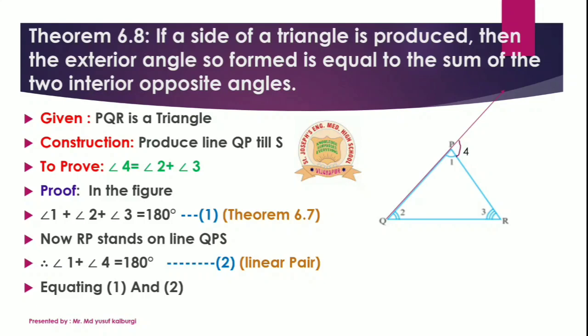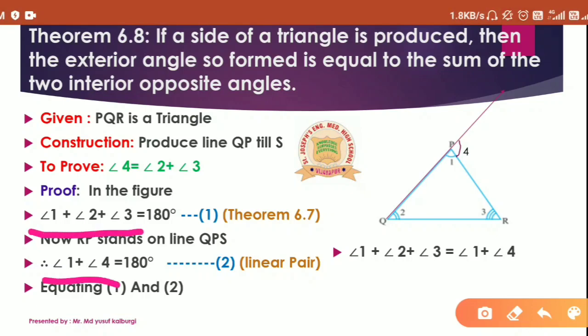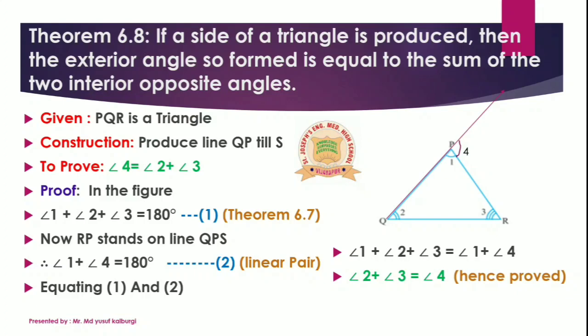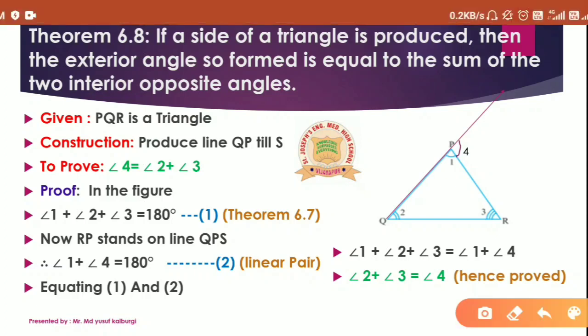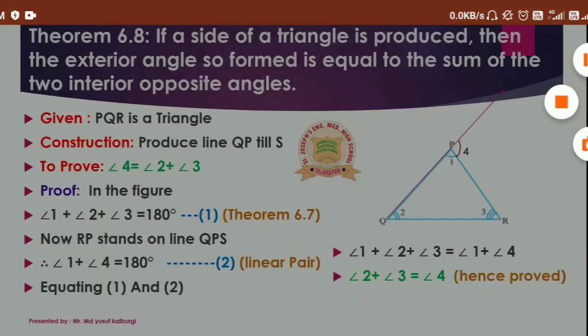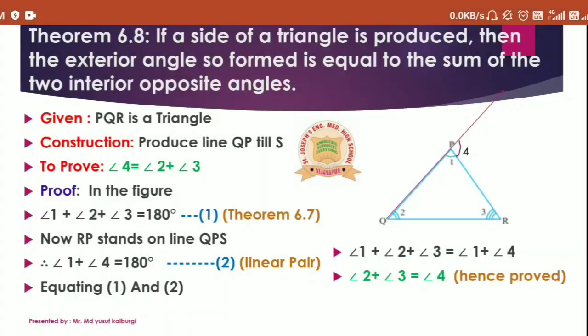Once you equate equation 1 and 2, the left hand side, angle 1 plus angle 2 plus angle 3, is equal to angle 1 plus angle 4. Now if this one goes to this side, it will become negative, and this one and this one will get cancelled. What is left? Angle 2 plus angle 3 is equal to angle 4. That is the proof for the theorem. So we have proved that angle 4 is equal to the sum of angles 2 and 3. This is the proof of theorem number 6.8. So these are the two important theorems from this part. Let us move to the exercise.